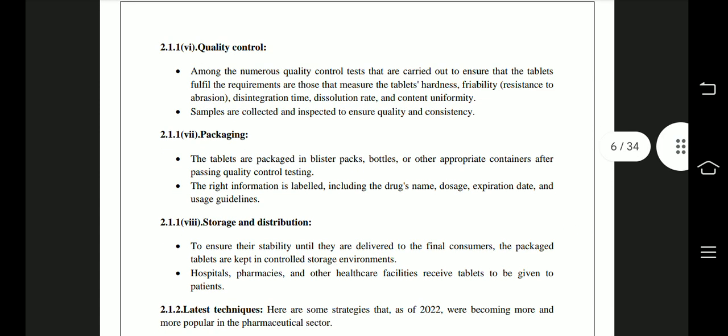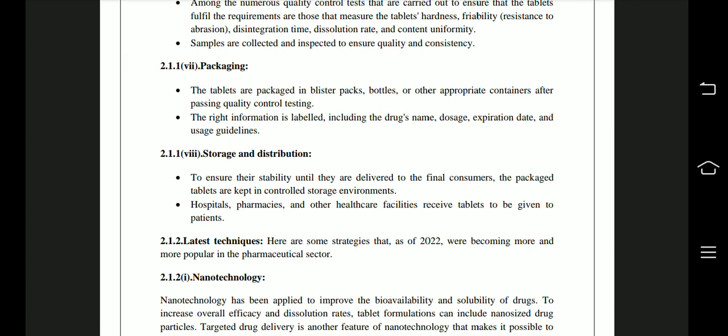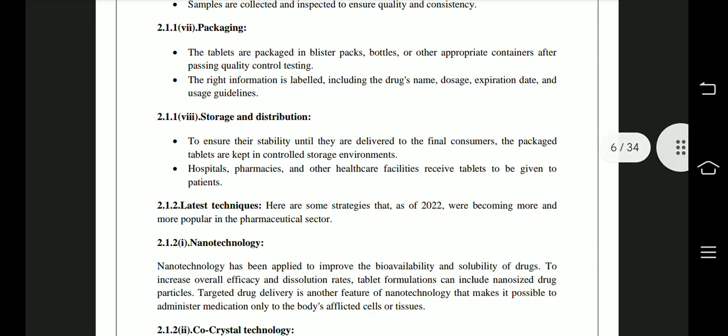Among the numerous quality control tests that are carried out to ensure that the tablet fulfills the requirement are those that measure the tablet hardness, resistance to abrasion, disintegration time, dissolution rate, and content uniformity. Samples are collected and inspected to ensure quality and consistency. Next one is packaging. The tablets are packaged in blister packs, bottles, or other appropriate container after passing quality control testing. The right information is labeled, including the drug's name, dosage, expiration date, and usage guidelines.